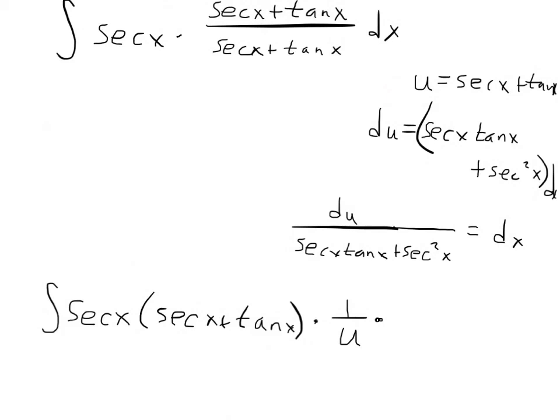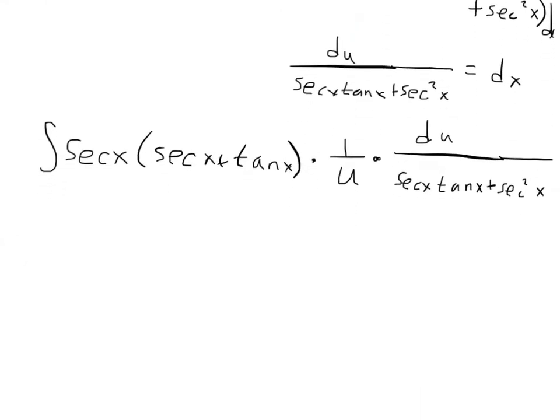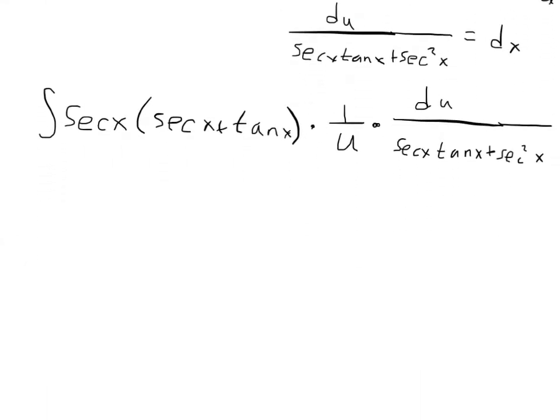Now some of you may be wondering, why didn't I put u in for this? Part of it is because I see this right here. My dx is du over secant x tangent x plus secant squared x. At this point, even those of you that were bold enough to go this far may have quit. If you haven't, good for you. Stick with it. Let's see what happens.